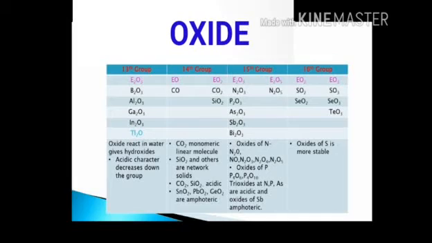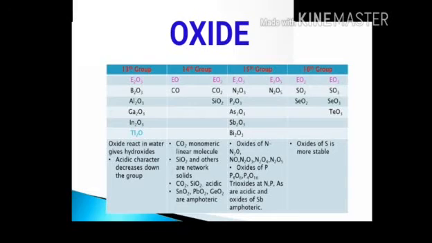Then we can move to the oxides formed by the 16th group. All the elements of this group form dioxides and trioxides, that is, in the formulas EO2 and EO3. Examples for dioxides are SO2, SeO2, TeO2, etc. And for trioxides, SO3, SeO3, TeO3.